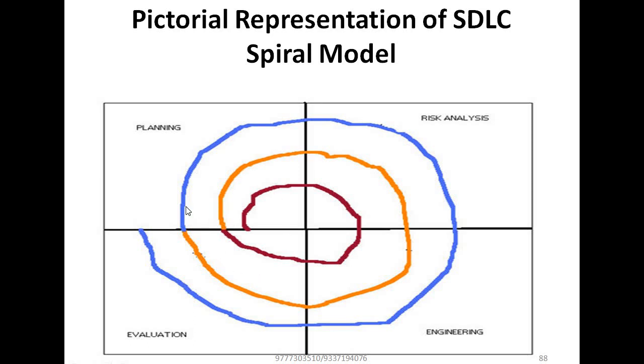Then we will discuss what each step describes. What is planning? What is risk analysis? What is engineering? What is evaluation? Nothing is new, but a new factor is there, known as risk analysis. Planning is nothing but requirement gathering. Engineering is nothing but coding and implementation. Evaluation is nothing but testing and implementation. Planning, engineering, evaluation come from the previous phase. The new one is risk analysis.